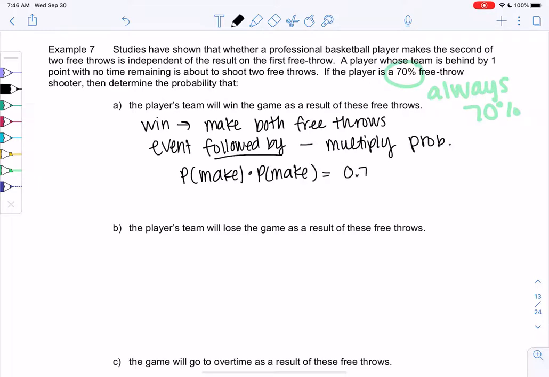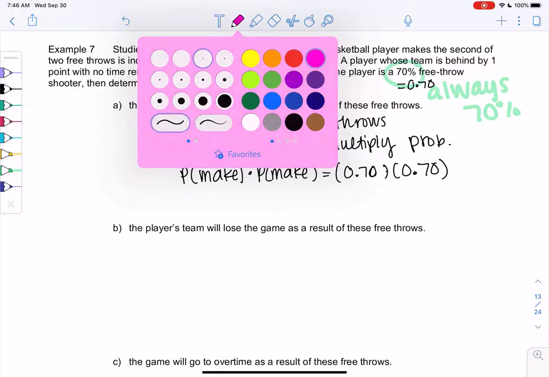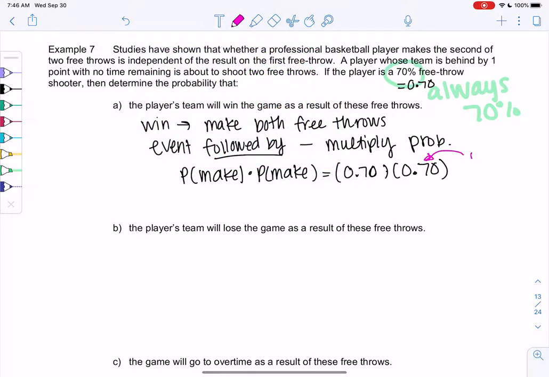Which would be 0.70 for 70%, in decimal form. We need to convert it to decimal form. Percent forms do not work here, so we'll always get rid of percent. And we'll just go ahead and multiply those. What independence is telling me is this is the same. Same chance, same probability. So 0.70 times 0.70, I think, is 0.49. So 49% chance that they win.